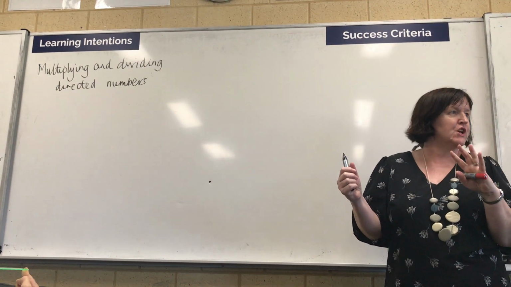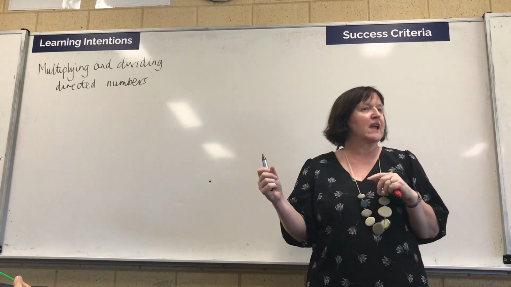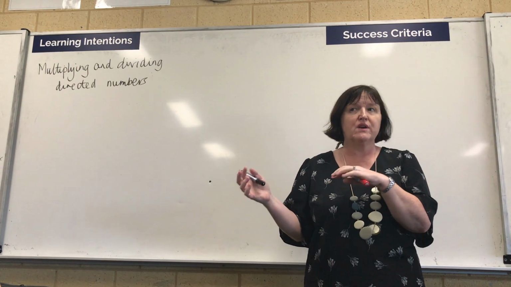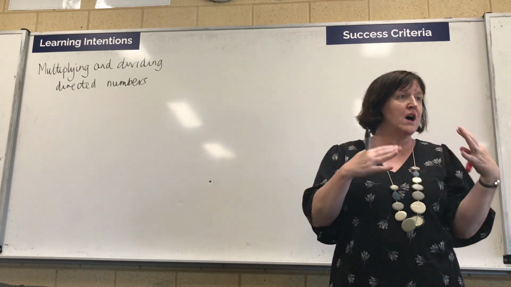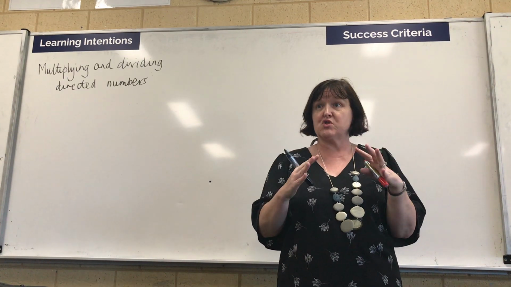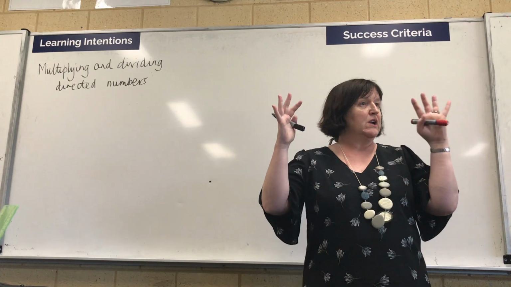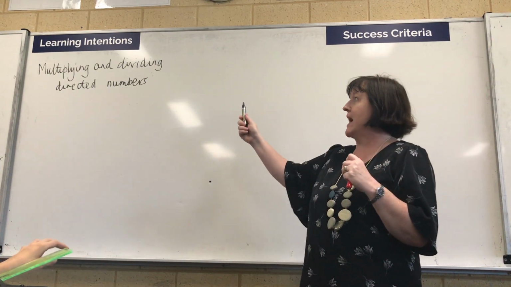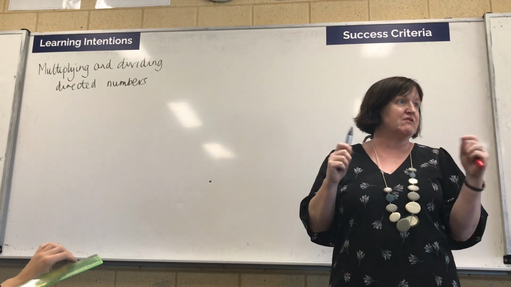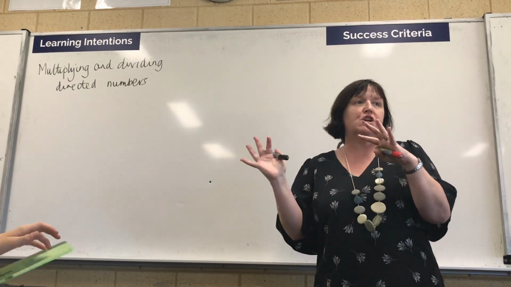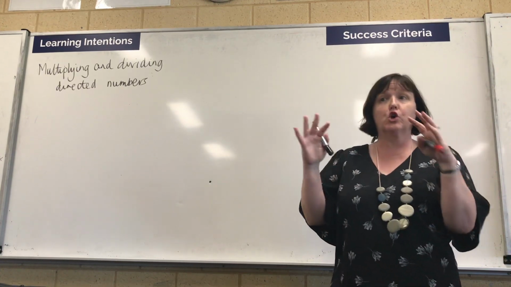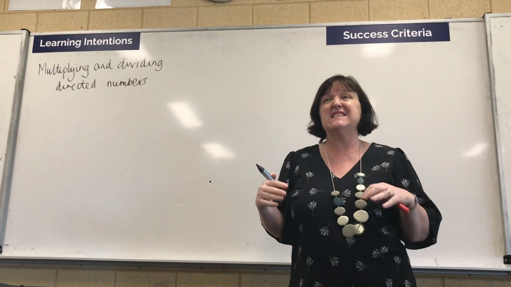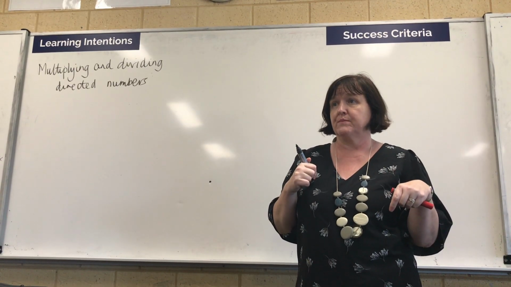Okay, so this afternoon we are going to be looking at the other two operations that we haven't yet dealt with for directed numbers. Last week we looked at adding and subtracting, and we looked at all the different rules that apply to those scenarios. But this week we're going to look at multiplying and dividing directed numbers. Now there's some good news and there's some bad news. The good news is that multiplying and dividing directed numbers is easier than adding and subtracting them.